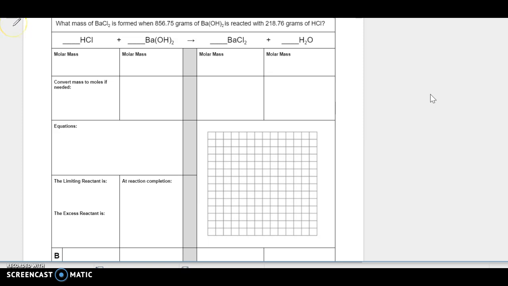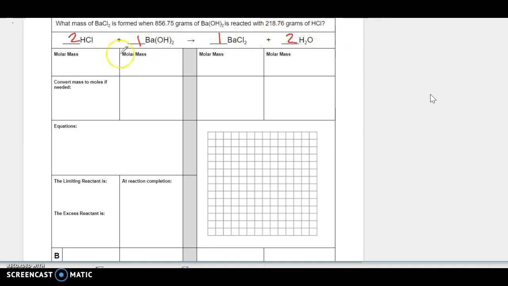Okay, so what mass of BaCl2 is formed when 856.75 grams of Ba(OH)2 is reacted with 218.76 grams of HCl? The first thing I have to do is balance the equation. Hopefully you can balance pretty easily by now. If not, that's a skill you definitely need to practice. I'm not going to do that here. So this is going to be a 2, 1, 1, 2.